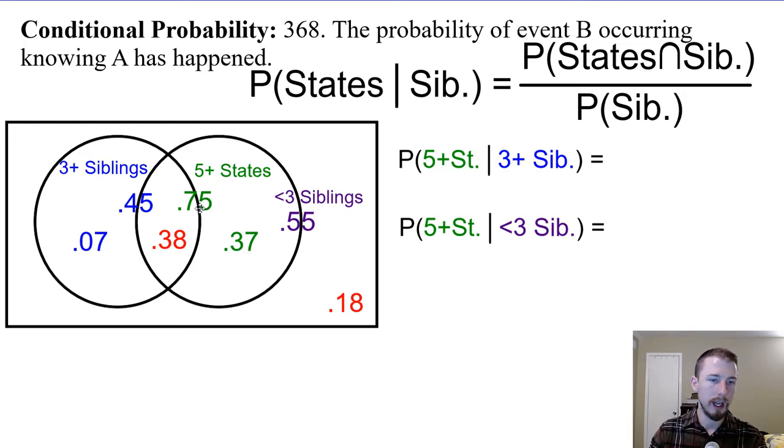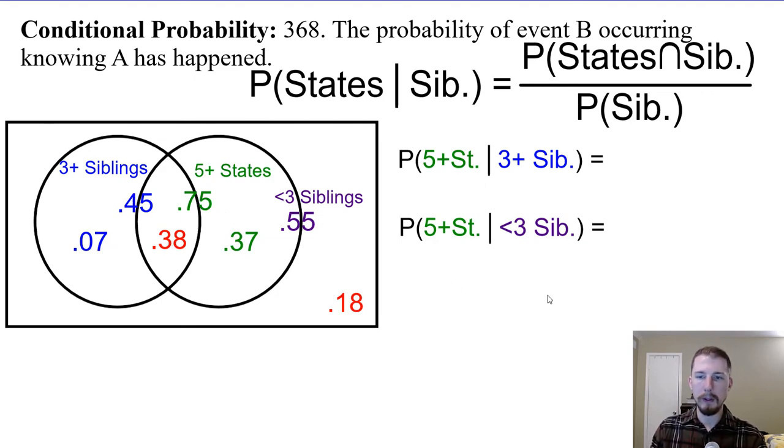37% would be those that have traveled to 5 or more states that were not a part of a large family. And then 3 or less siblings would be 55%. Notice that's just the complement of the 45%. And then 18% are those that were a part of a small family that had not traveled to 5 or more states. So we have 3 different marginal distributions here and then 4 disjoint ones.